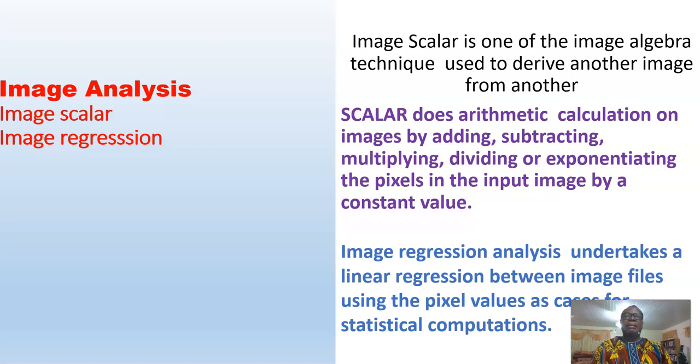Image scalar is an algebraic technique that we use in image analysis. You can use it to derive another image from a given image. For instance, if you get a land use map, and you know the relationship between the land use map and the soil fertility, you can derive a soil fertility map from the land use map. We use this when we have data gaps.